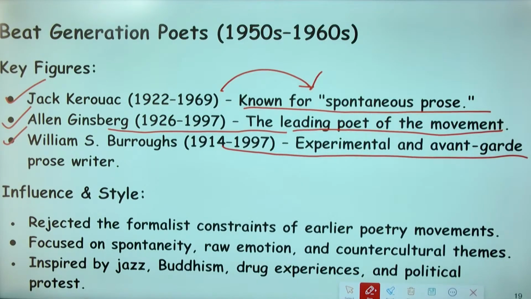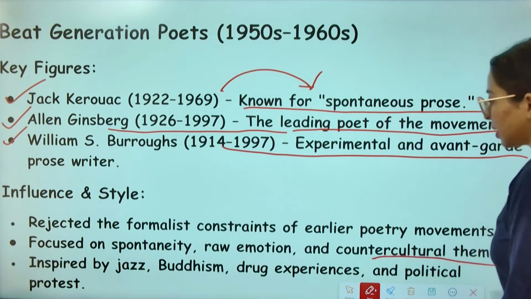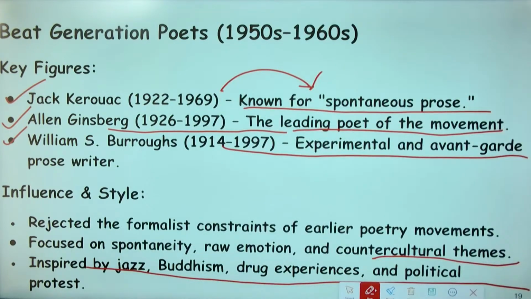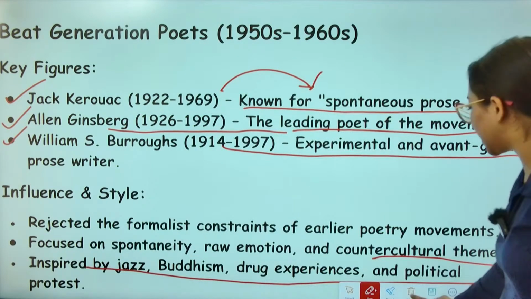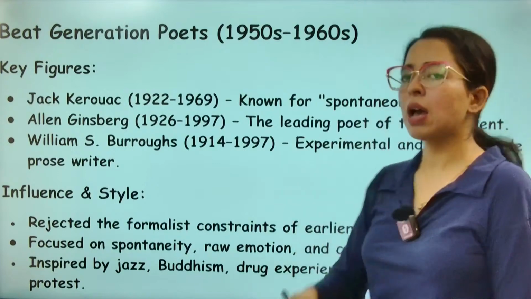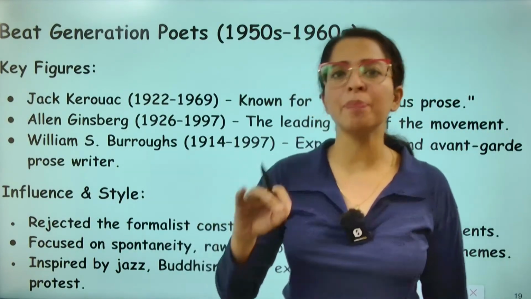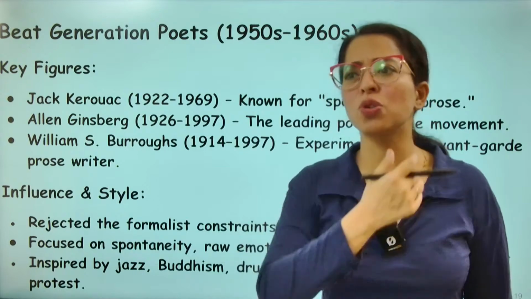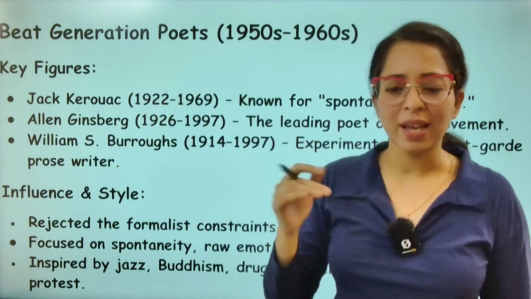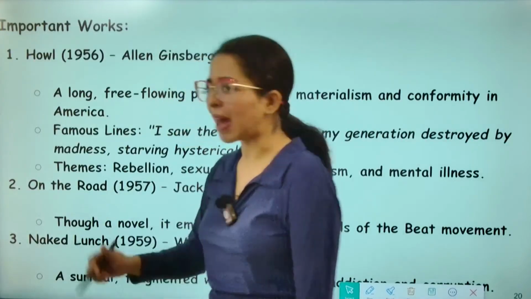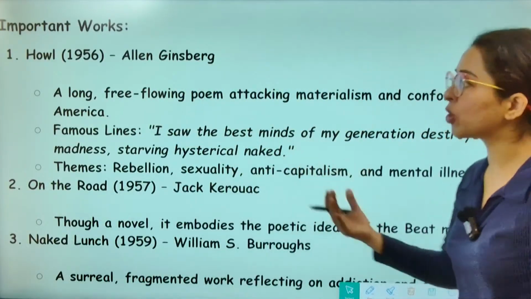They focused on spontaneity, raw emotion, and counter-cultural themes inspired by jazz, Buddhism, drug experiences, and political protest. So this was their influence. They were very different from conventional poets, writing unconventional poetry with different themes. They used to roam across the world, and they also came to India. They had a very different lifestyle, and these were the subjects of their poetry.